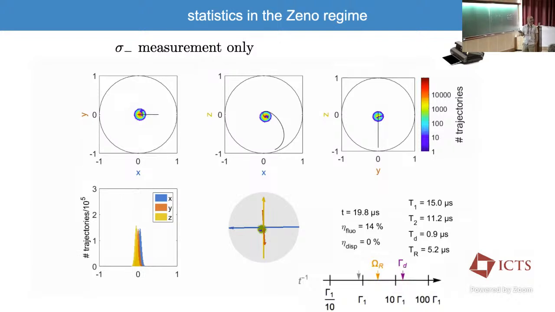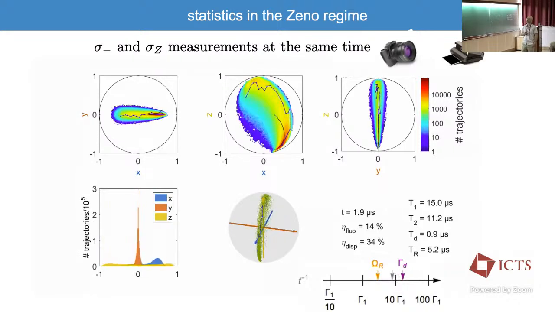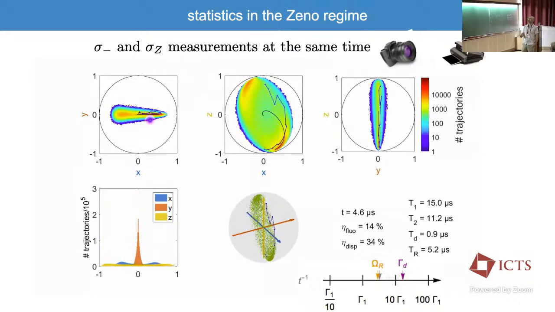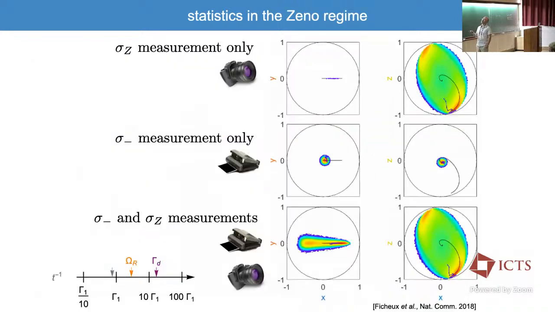But of course, the casino owner has both, and so if we take into account both, then you see the casino owner will be able to make bets maybe with some angle in XY, and they will be the one to win. Okay, so here's a summary of these three competing statistics, right? And you see that indeed there are very different measurement back actions for the three of them, and again we see the Zeno blockade as a concentration.